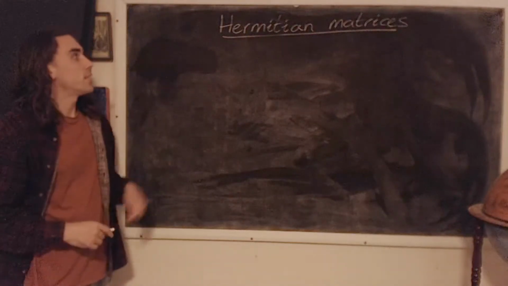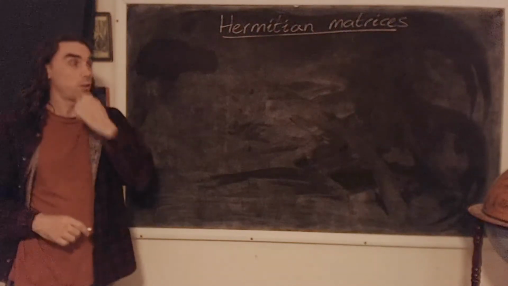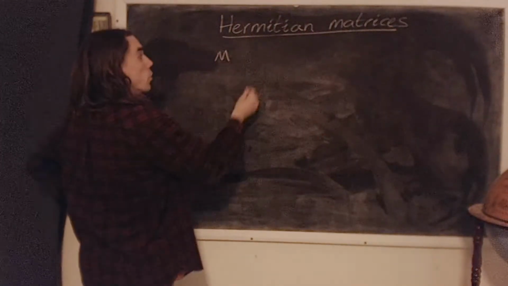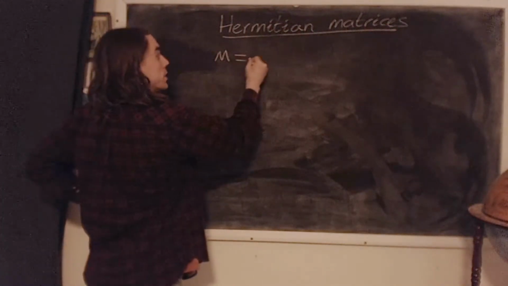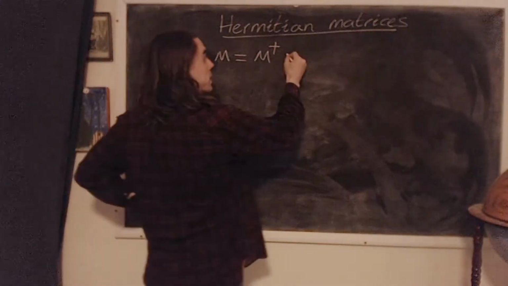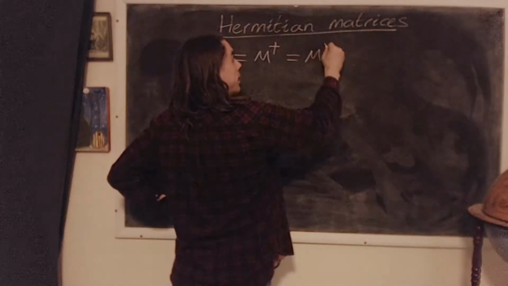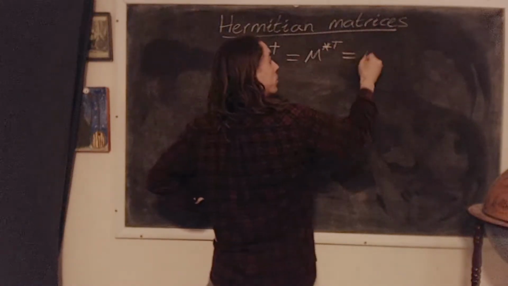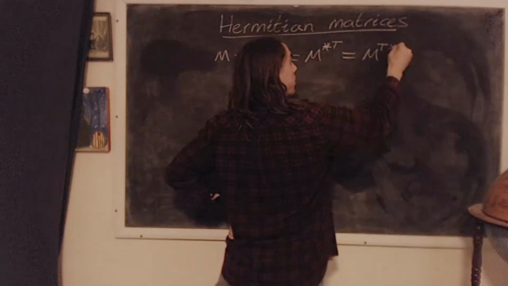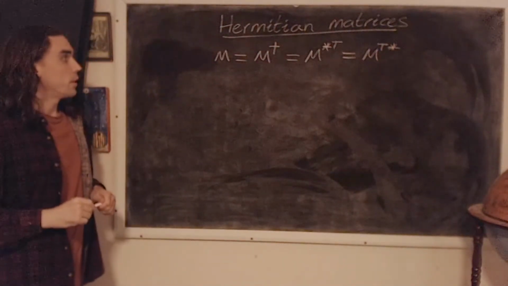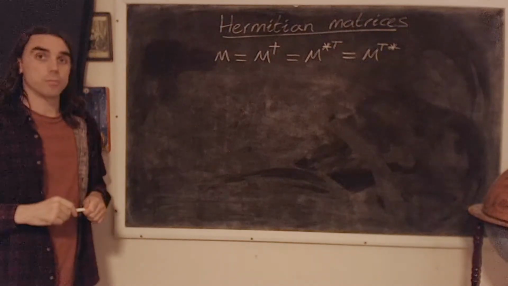Hello. In this video we're going to take a look at some properties of Hermitian matrices, that is, matrices M, which are equal to their Hermitian conjugates, which by definition means they are equal to their complex conjugate transposed, which is equal to the transposed complex conjugate. Okay, so let's take a look at some results.